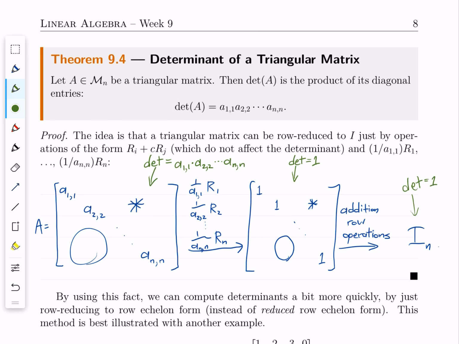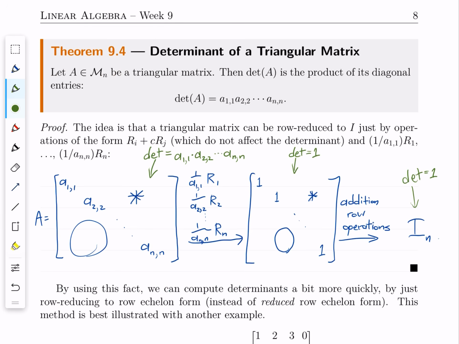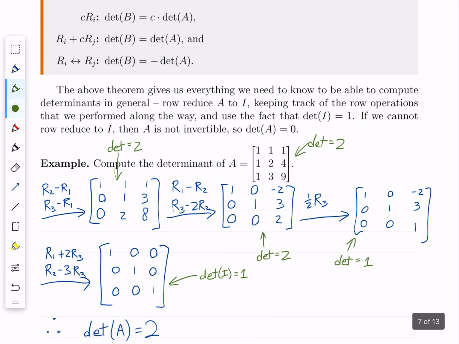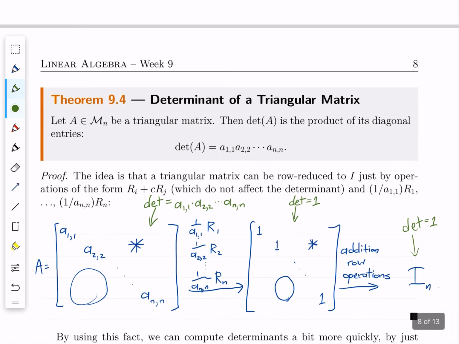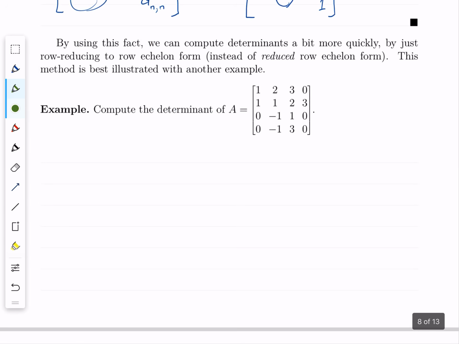So this formula still works even in that case, because if one of these diagonal entries is 0, then one of the entries in this product is 0, so you still get determinant being 0 from this formula too. All right, so it works out in either case. We assumed in this proof here that it was invertible, but it also works in the non-invertible case. All right. So the use of this theorem is that it lets us do this procedure a little bit quicker. It lets us compute determinants without going all the way to reduced row echelon form. We only need to go to row echelon form now.